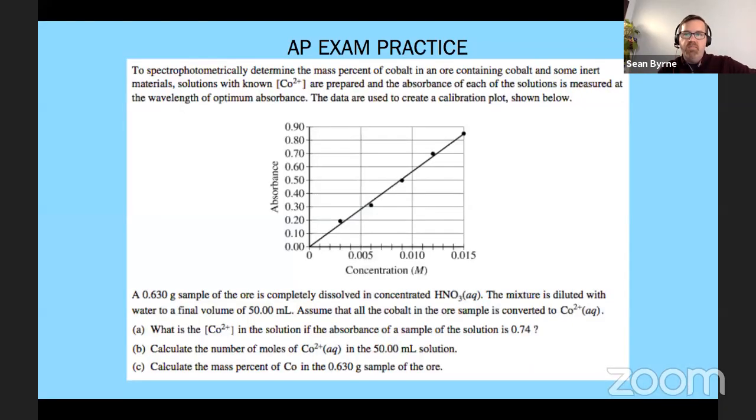Your AP practice problems are here. The analysis or the explanation that's up at the top is very similar to everything that we've looked at in the past. So if it's cut off with my face up there, I apologize. But the questions are asking what's the cobalt 2 concentration, and then calculate moles and mass percent. So this is clearly related to what we did today, but B and C are connected to lessons earlier on in the year.